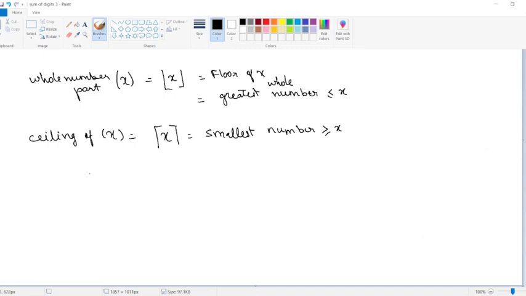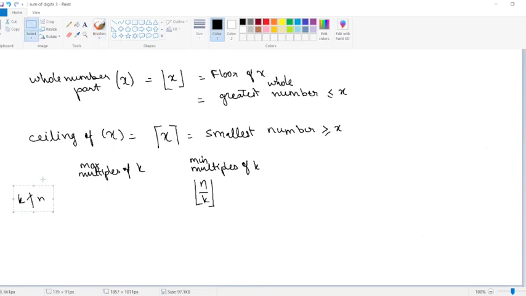So what we saw here was the minimum will be the ceiling of n upon k. Okay, the ceiling, sorry, the floor of n upon k. Correct. The floor of n upon k is the minimum number of multiples of k. And the maximum number of multiples of k will be the floor of n upon k plus 1. Yes, this is clear.